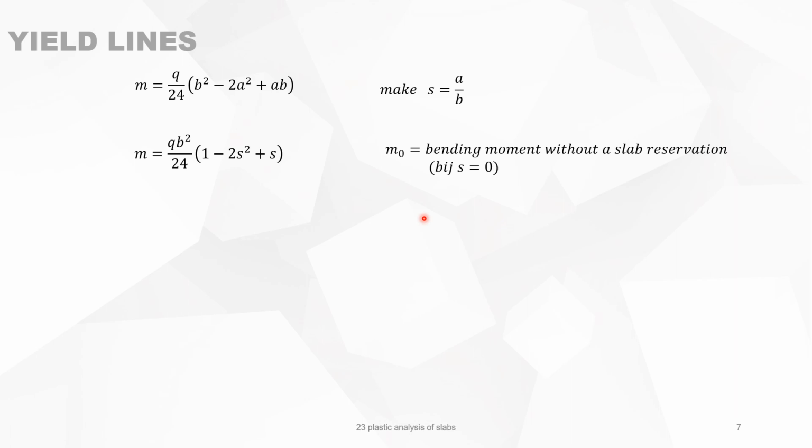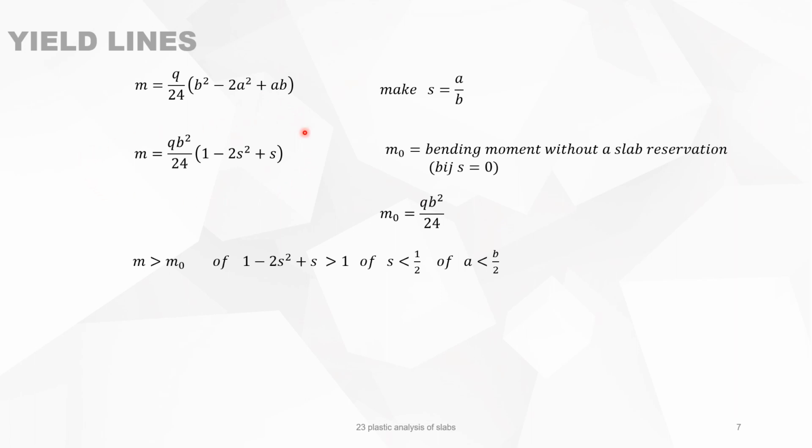We call this maximum bending moment M0. So this is the bending moment without slab reservation, or when S is 0. When A is 0, then there's no reservation. So when S is 0, then you get M0. And M0, we know that when there's no reservation, a square slab has maximum bending moment for yield lines equal to QB squared over 24.